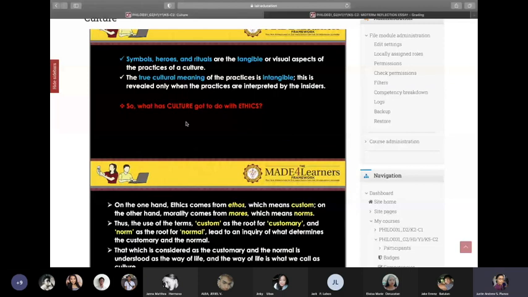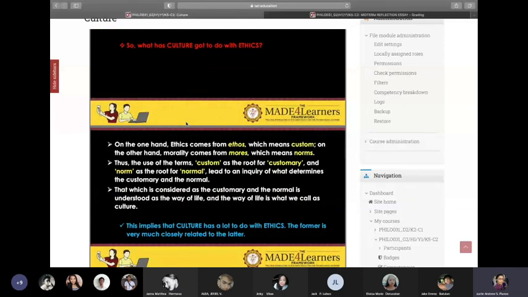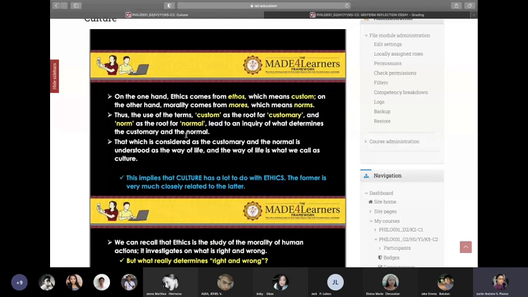So we go to this part. What has culture got to do with ethics? What is the significance of culture? What is the relevance of culture to ethics? If we go back to our definition of ethics, etymologically, ethics comes from the Greek word ethos. And what does that mean in Greek? It means custom. On the other hand, a term which is closely related to ethics but has different meaning, morality, comes from the Latin word mores. And in Latin, this word means norms or rules.